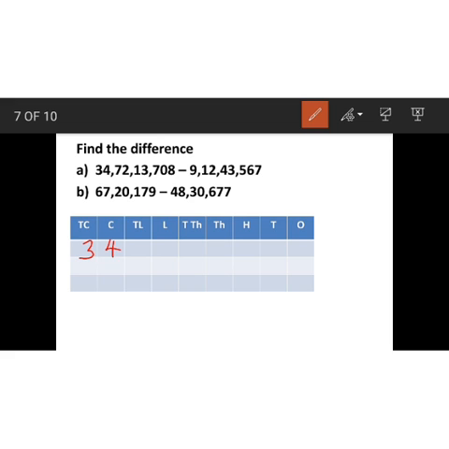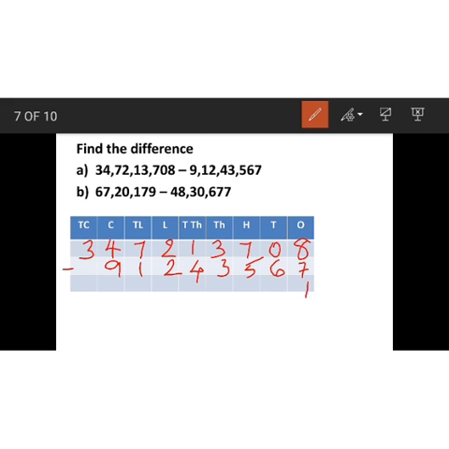34 crore 72 lakh 13,708. Now the next number is 9 crore 12 lakh 43,567. We have to subtract. So 8 minus 7, what will we get? We will get 1.